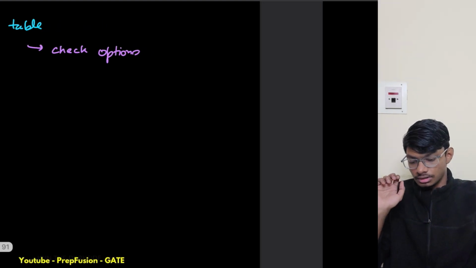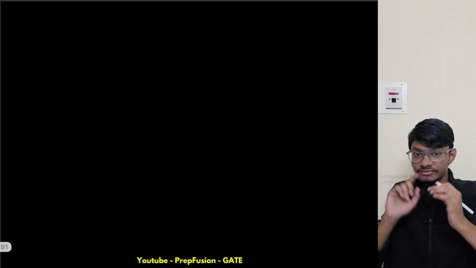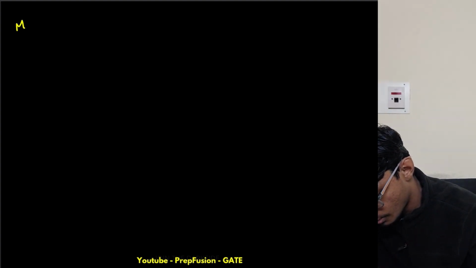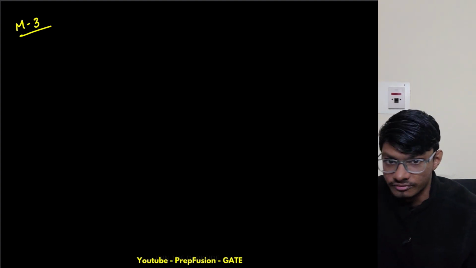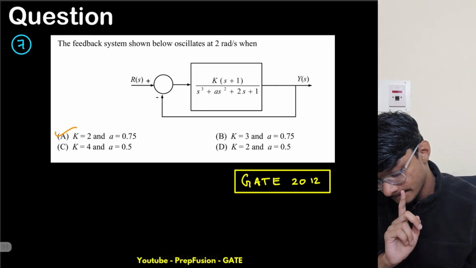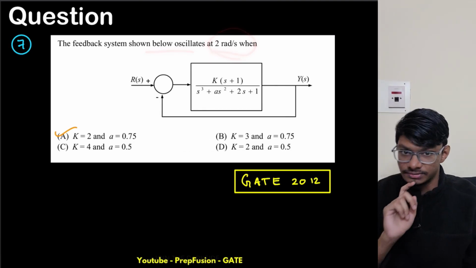Now let's go to method 3. This is a very interesting method, and you should always keep this in mind. This is a very good method. So what is method 3? We have been given a very important piece of information and we haven't even used it. What? This information, that my system oscillates at 2 radians per second.